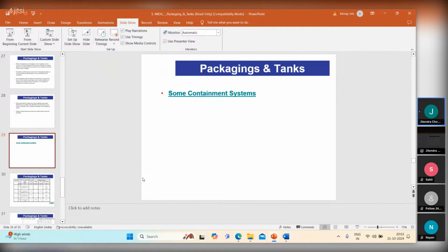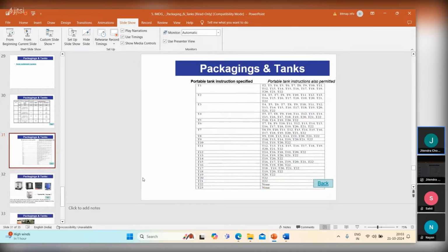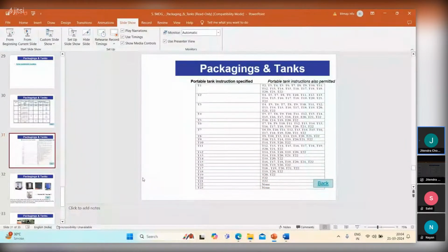So you can see these are some cargoes, and the tank provisions are given here. Tank provision 2, if we go to that, we'll see what type of tank is required. Tank provision 9. Different cargoes have different requirements as per UN tank requirements, and as per other provisions, the tank provisions. So this is a list, like you see here.